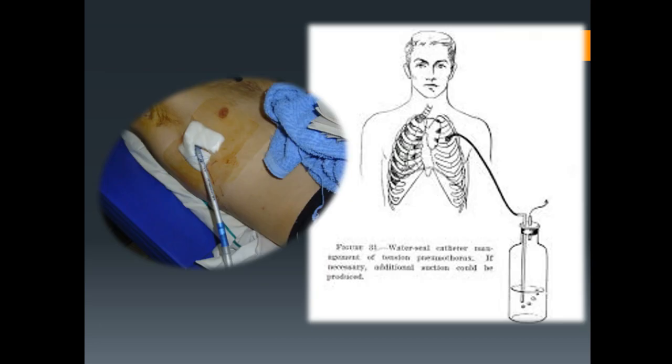This is the procedure. It should always be put under water seal. Why do you put it under water seal? Because the atmospheric pressure is positive and the intrathoracic cavity has a negative pressure. You should separate these two pressures by the water. Why do you always put the ICD, intercostal drainage, under water seal? Because this is to stabilize the pressure between the atmospheric positive pressure and the negative pressure inside the pleural cavity.